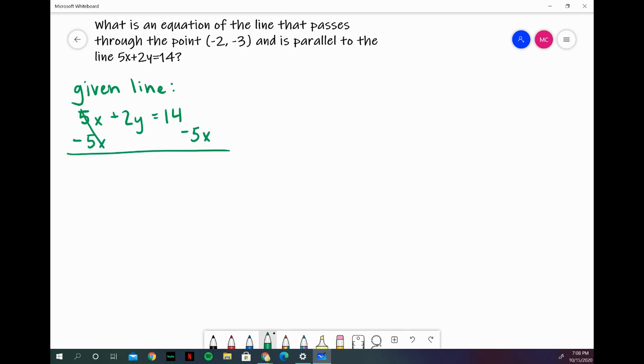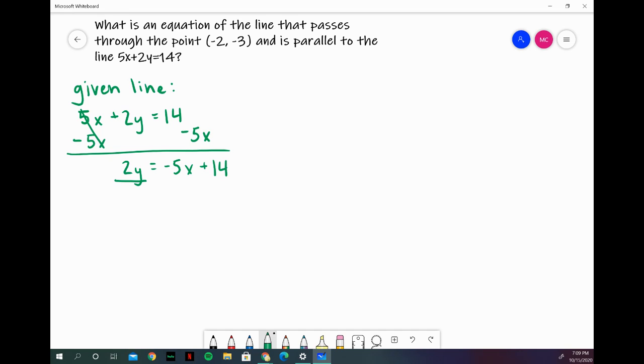5x minus 5x is 0. So on the left I have 2y is equal to negative 5x plus 14. I cannot combine those things because one of them is being multiplied by x and the other is a constant. So 14 cannot be combined with negative 5x, but it is positive 14, so I'm going to write it as plus. And now I have 2 times y, but I want to get y by itself.